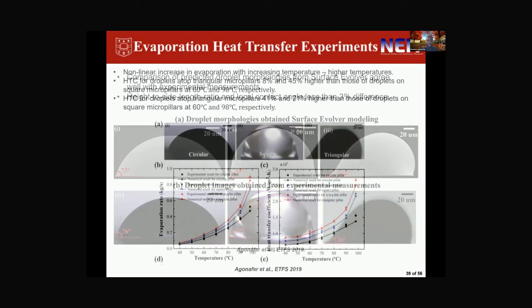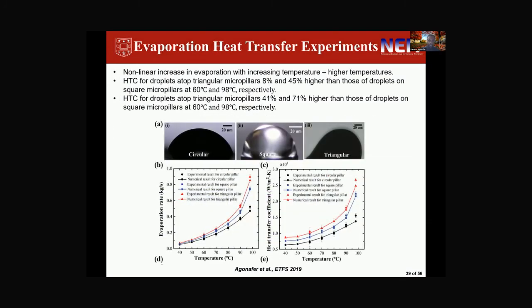Okay, so we finally performed evaporation experiments at different temperatures for these different droplets. What we see here is a nonlinear increase in evaporation with increasing temperature, and this is attributed to the nonlinear increase in concentration or saturation pressure. We see that the heat transfer coefficient for droplets atop triangular micropillar structures were 8% and 45% higher than those of droplets on square micropillars at 60 degrees and 98 degrees respectively.